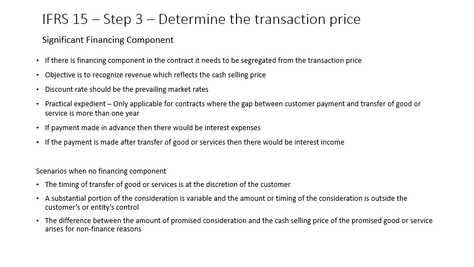The contract will not have a financing component if any of the following factors exist. An entity receives an advance payment and the timing of transfer of goods or services is at the discretion of the customer. A substantial portion of the consideration is variable and the amount or timing of the consideration is outside the customer's or entity's control. The difference between the amount of promised consideration and the cash selling price of the promised good or services arises because of non-financial reasons.